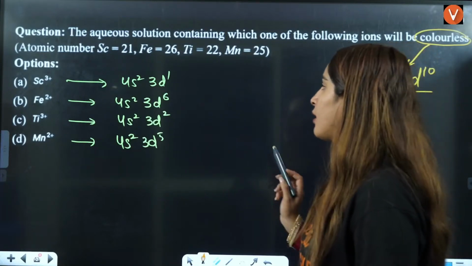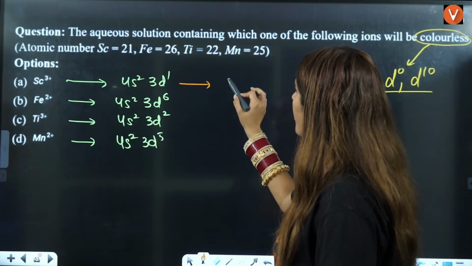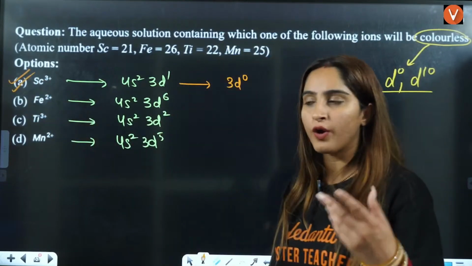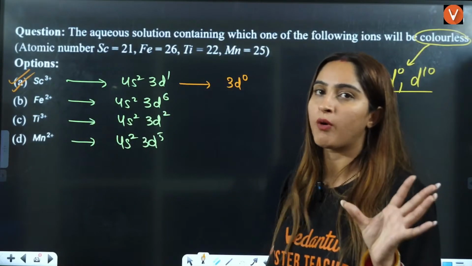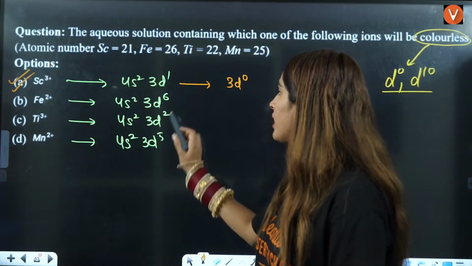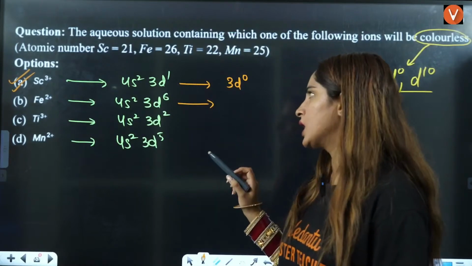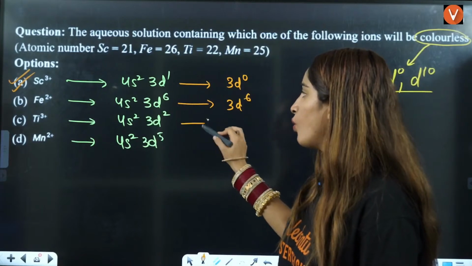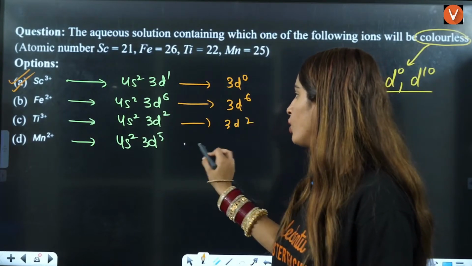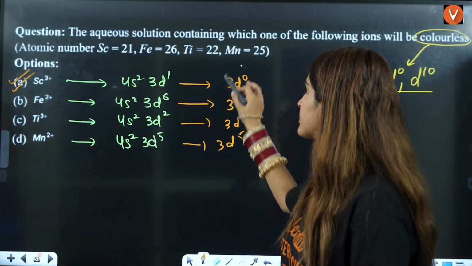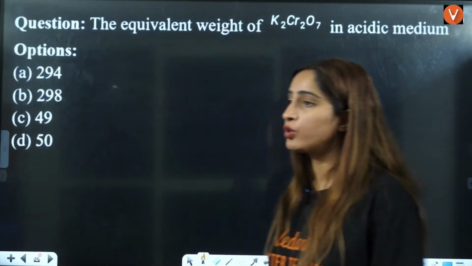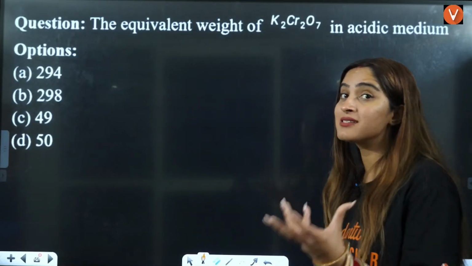Okay? Now, 3 positive means 3d0. Definitely this is going to be colorless. We all know Zn2 positive, copper positive, all these are colorless. This is 3d6, no. 3d2, no. 3d5, no. Only this is colorless. So scandium 3 positive is colorless due to the d0 configuration, no d-d transitions.